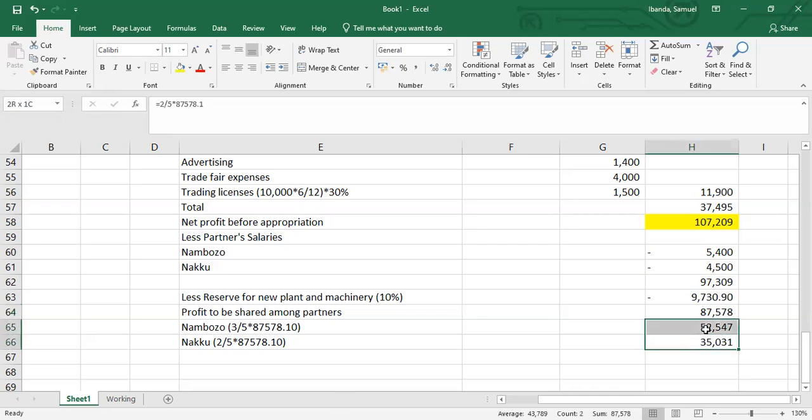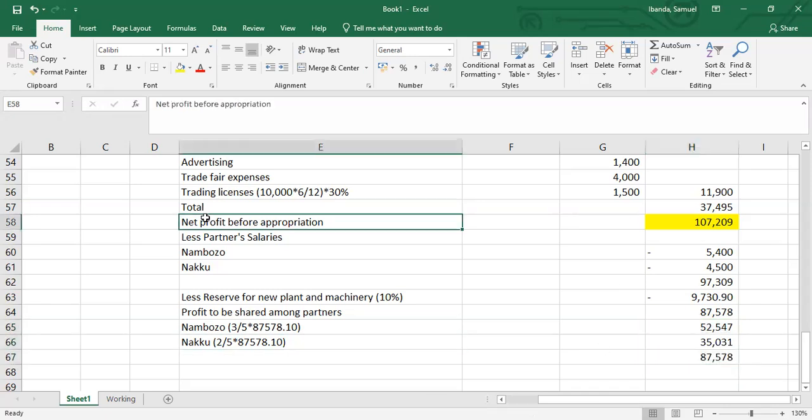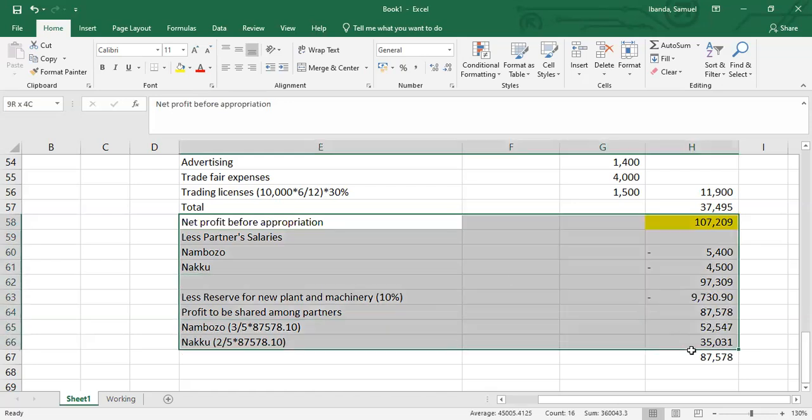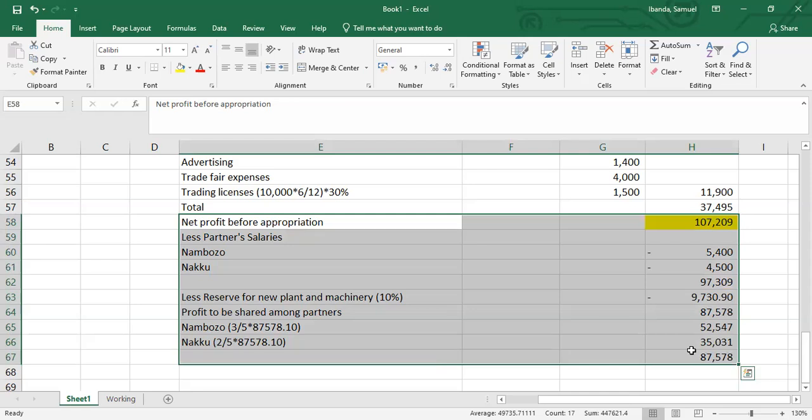This is how you distribute. Even when you add the two values, you'll be able to come to the overall, which is 87,578. So this is the only part that had the partnership. Okay, this is where the only element of partnership was included. So that was as simple as that.